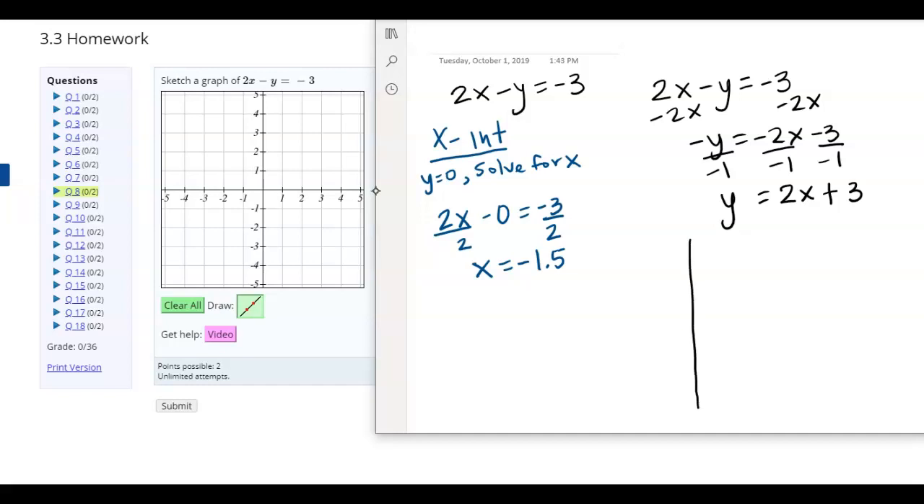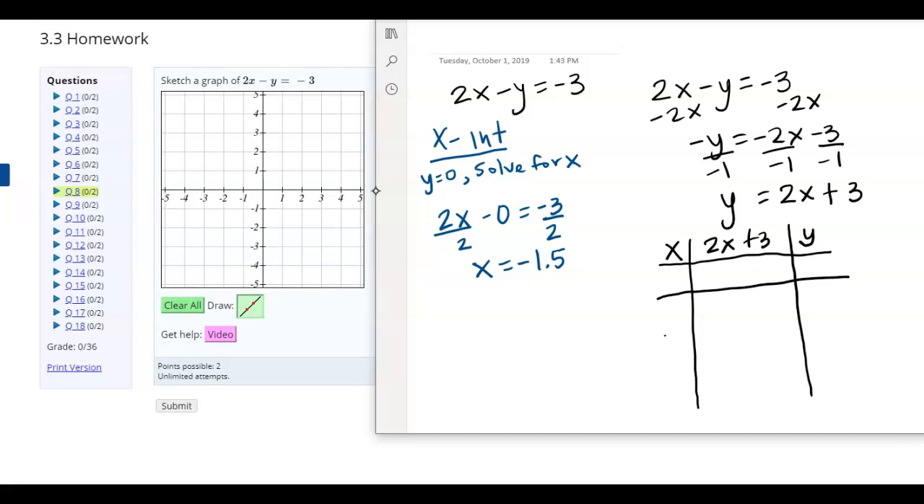So now that I have it in this form, like I said, I can make a little table of values. And you only need to have 2 points in order to graph on this program. If you were graphing just freehand, it'd be best to have 3 or more points. But let's look at this.